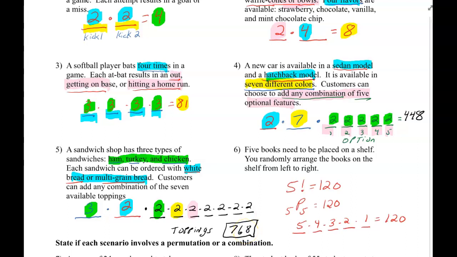For problem number 6, you are putting 5 books on a shelf. So you could do it using the dash method, 5 choices, 4 choices, 3 choices, 2 choices, and 1 choice, and you would multiply them. Some people in class did 5 factorial, and there were even some people in class that liked 5 permute 5. So there were 3 ways of doing problem 6.